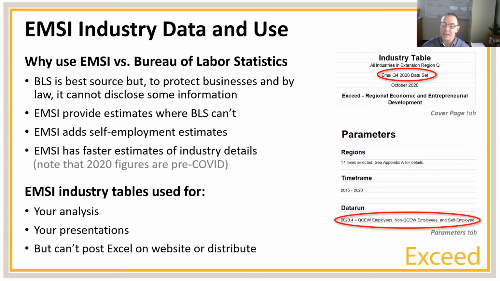The information and some of that data is in the Excel sheet about what quarter was used to do the analysis. It'll say EMSI Q4 2020 data set, but really they're looking at the latest available data from BLS, which is first quarter 2020. And then also down in the parameters tab, you'll see what the data includes. So it includes the QCEW data, which is Bureau of Labor Statistics data, non-QCEW employees, which is railroad workers, some federal employees and so forth, and then self-employed. So it's a little bit broader than just the BLS numbers.